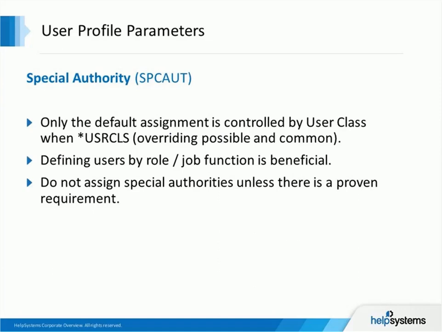Part of that comes back to the fact that most people don't know what the privileges enable the user to do. So who cares if they have job control? They need to run jobs, right? Well, they can do a lot more than that. So the bottom line is, don't give a user special authorities. They're special for a reason, folks, unless there really is a proven requirement.